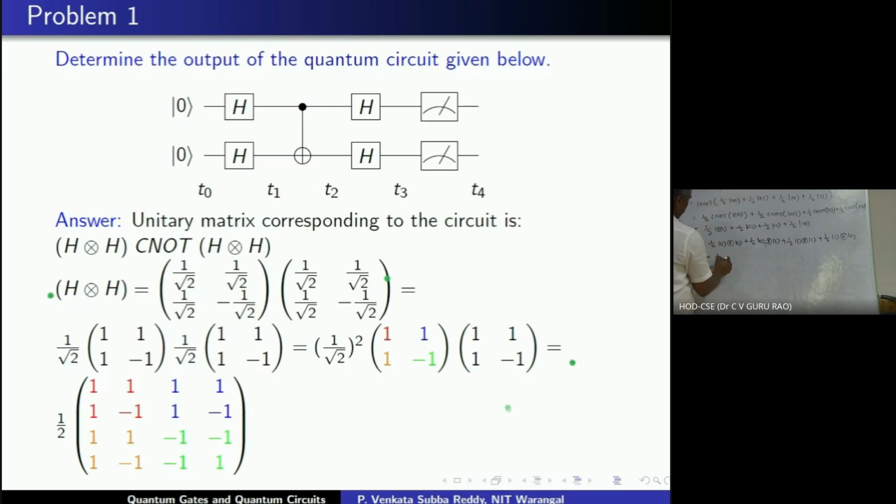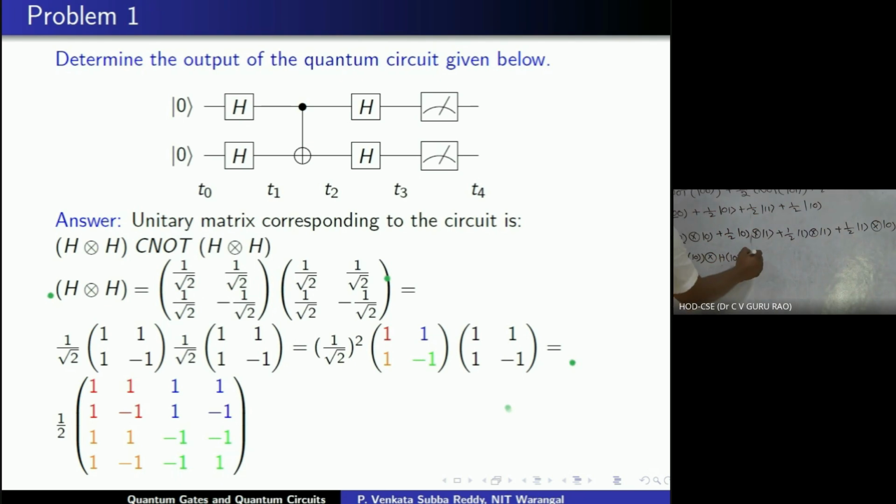1 by 2, first qubit, Hadamard. Second qubit, Hadamard. Like that, all you apply. Okay, this part then you can simplify. 1 by 2, one term I'll do. What is Hadamard on ket 0? 1 by root 2 ket 0 plus 1 by root 2 ket 1.